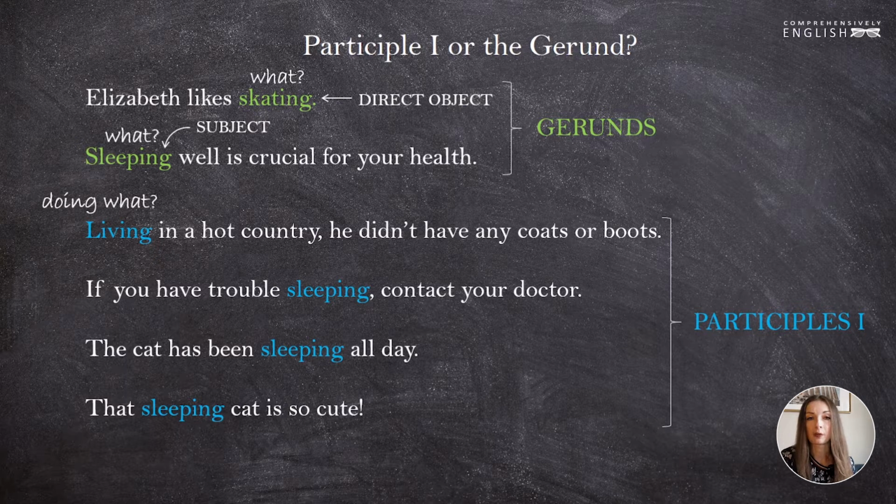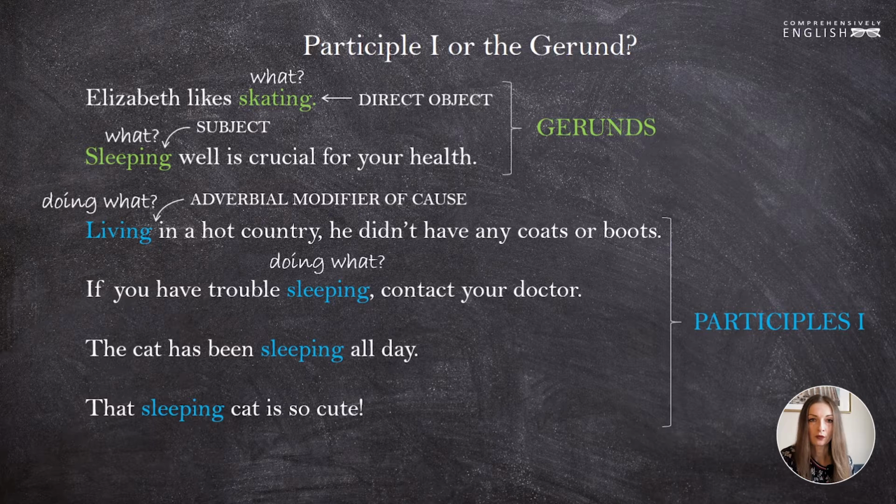We're dealing here with a participial phrase that functions as an adverbial modifier of cause. Why didn't he have any coats or boots? Because he lived in a hot country. Let's look at the second sentence. Sleeping answers the same question.